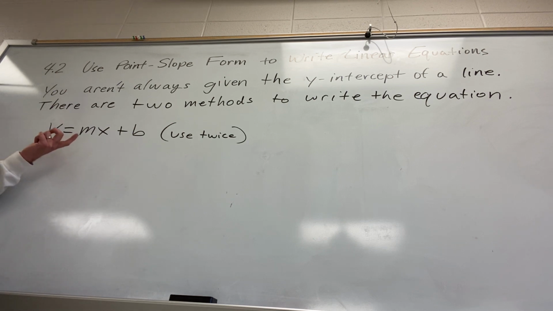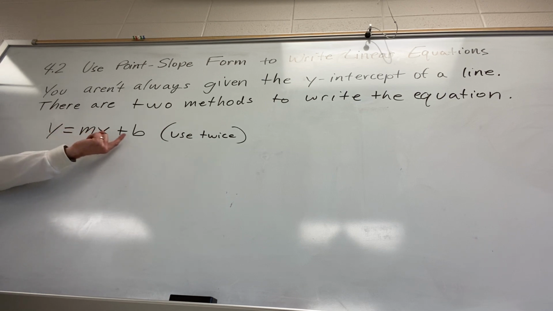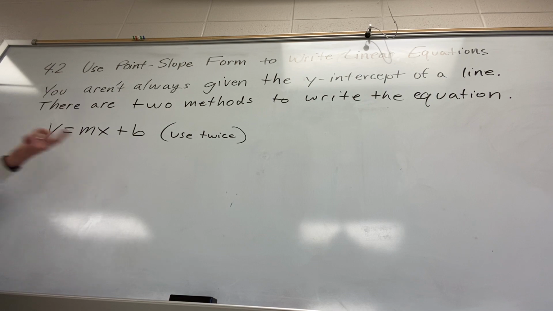But yeah, if you don't have the y-intercept and you're using y equals mx plus b, you temporarily put in values for x and y and m, and then you solve for b, right? Oh yeah, you solve for b. Okay, so you guys did that yesterday. Well, let's still do an example. So you use it twice.